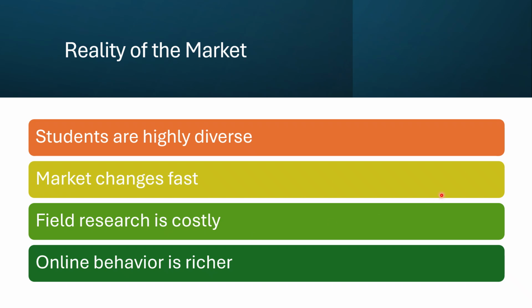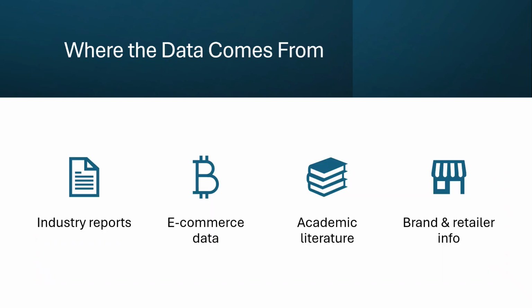Large surveys sound good, but in reality they are slow and expensive. Student preference changes fast. New laptops appear every 6 months. Meanwhile, students already express their behavior online through reviews, price, and comparison. So we go where the behavior already exists.